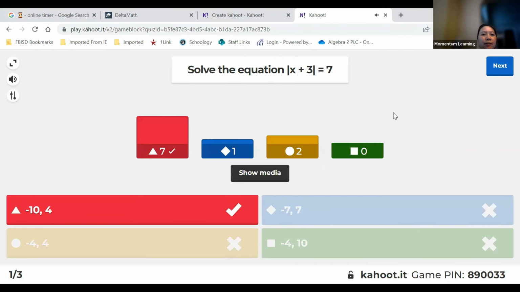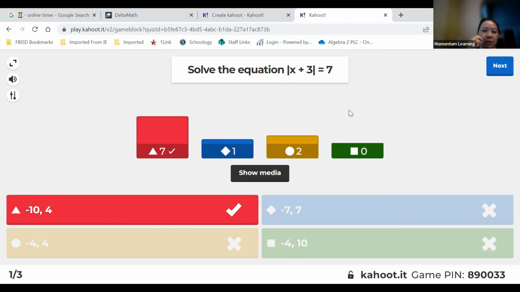Okay, so good job. 7 out of 10 is correct. And one blue, -7, 7, and we have 2 students choose the -4, 4. That's actually a common choice from several of my students as well. Because previously, when we have the absolute value x equals 4, the answer is what? +4, -4. Okay, but not always.